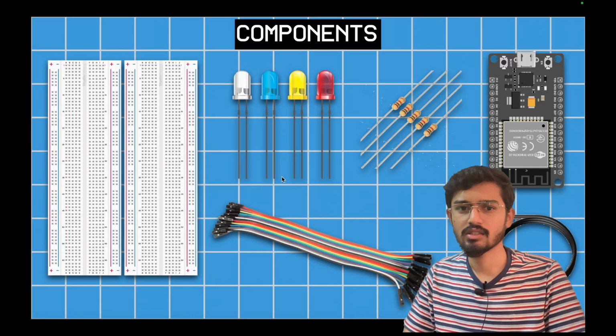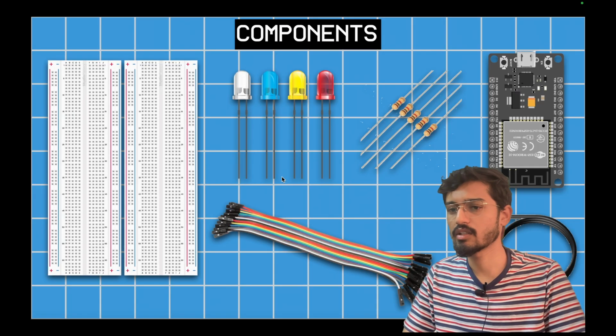For today's lesson we will need the ESP32 with the mini USB cable, two breadboards, three LEDs of different colors, jumper wires and resistors. The values for the resistors can be between 60 ohms and 220 ohms depending on the color of the LED.